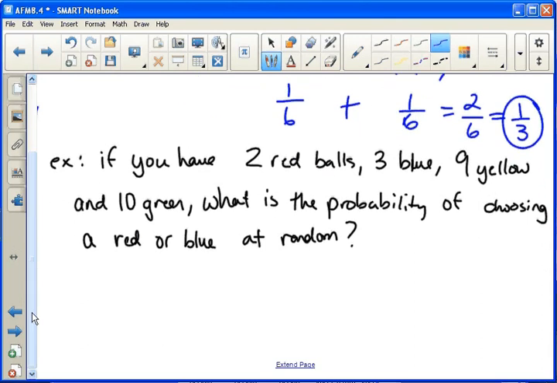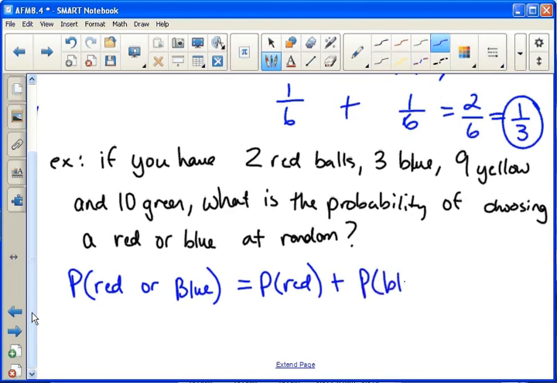Next example. If you have 2 red balls, 3 blue, 9 yellow, and 10 green, what is the probability of choosing a red or a blue ball at random? So same as before, the probability of a red or a blue is the same as the probability of a red plus the probability of a blue. So let's see, we have 2 reds, 3 blues, 9 yellows, and 10 greens. That would tell us that in total we have 24 balls.